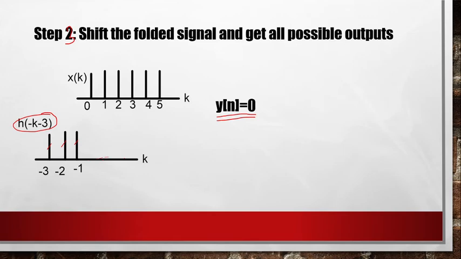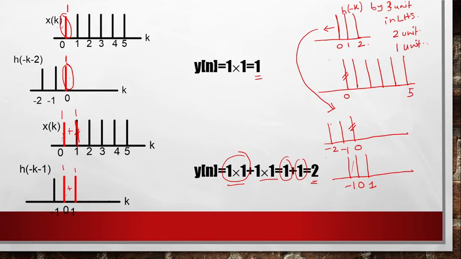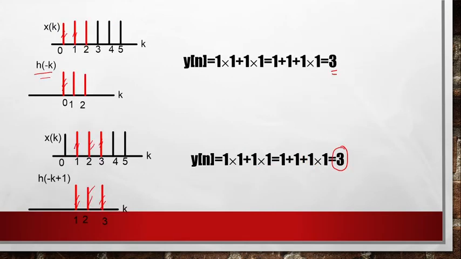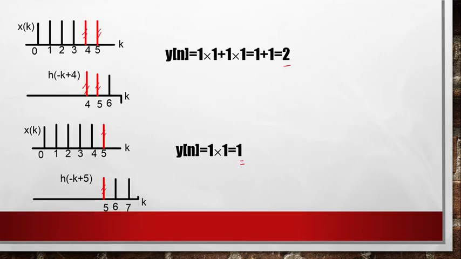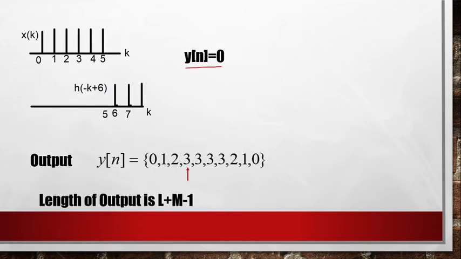So how many outputs did we get? We started from here. So it was 0, 0, then 1, then 2, then 3, then again 3, then 3, then again 3, and then 2, and then 1, finally 0. So we got this output, among which, what is this 3? You can understand where this 3 is coming from.